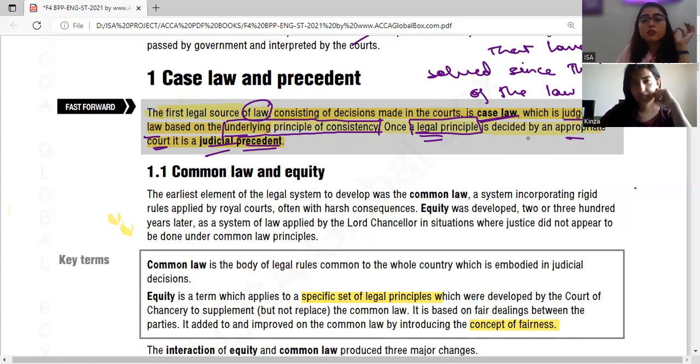What is it called, Kinza? Judicial precedent. Judicial precedent. Okay.